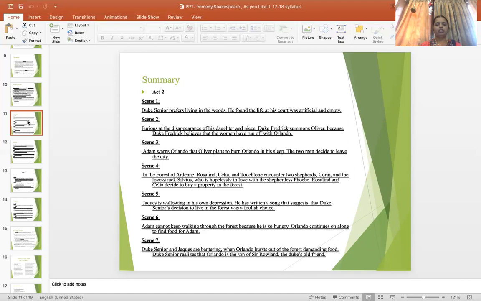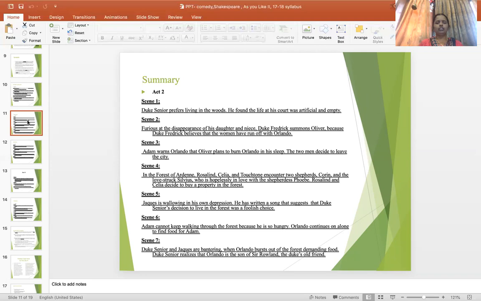In the meanwhile, Jacques is wallowing in his own depression. He has written a song that suggests that Duke Senior's decision to live in the forest was a foolish choice. In Scene 6, Adam cannot keep walking through the forest because he is so hungry. Orlando continues on alone to find food for Adam.